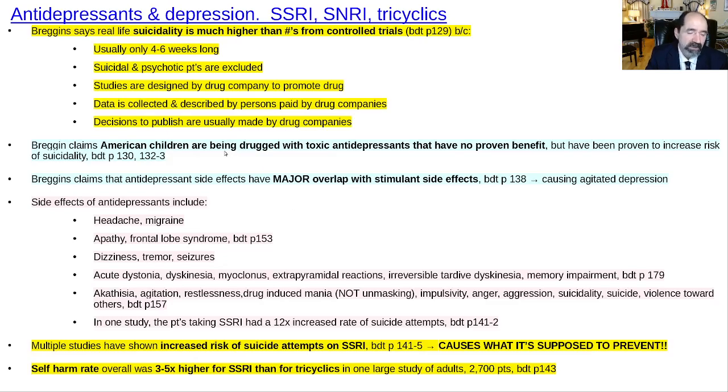Breggin claims that basically American children are being drugged with toxic antidepressants that have no proven benefit, that increase the risk of suicide, and can have major, serious, life-ruining complications. Tardive dyskinesia, suicide, and other problems. Okay, some of the more common side effects are just listed here. We talked about that stimulant-like syndrome with the SSRIs leading to violent behavior, increased risk of suicide. And so, this increased risk of suicide on the SSRI, the drug is causing increased suicide risk. That's exactly what it's supposed to prevent.